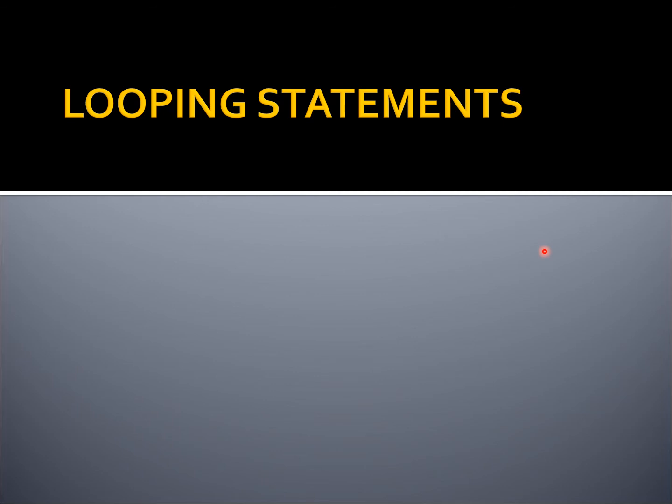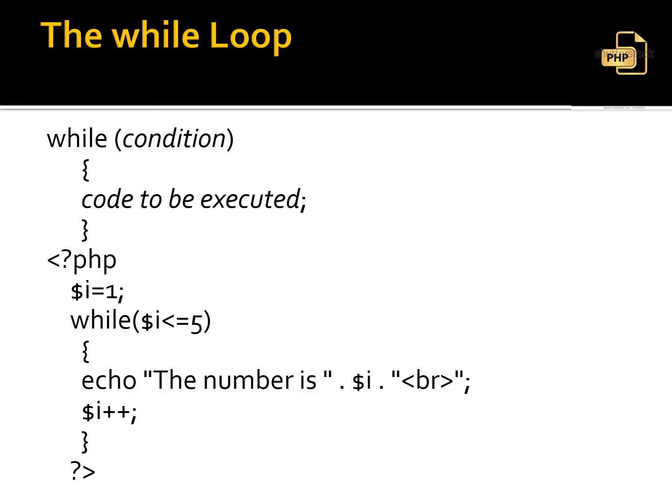And let's move on to the looping statements. Like other programming languages, PHP also has a rich set of looping statements. The initial one is the while loop. While a condition is there, inside the block you have to specify the code to be executed. Here we have an example. This is the start of the PHP code. $i is equal to 1, which is our iterating variable, while $i is less than or equal to 5, echo the number is the value of $i, then $i plus plus.